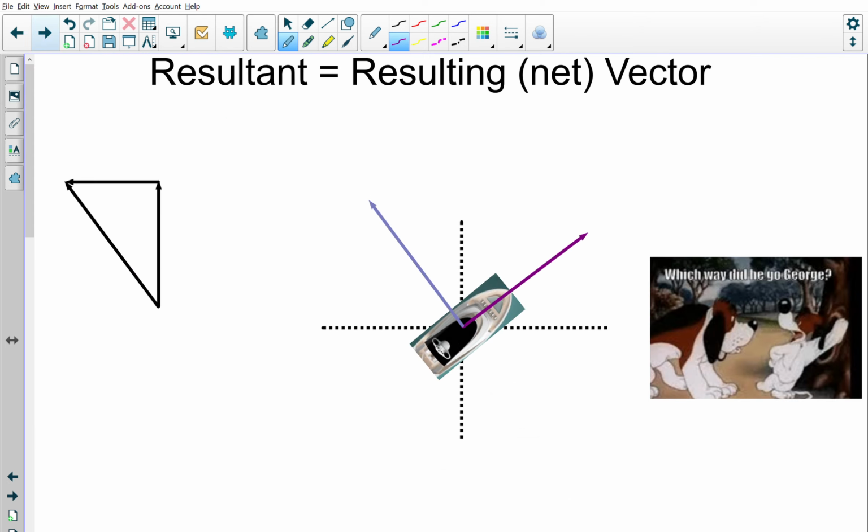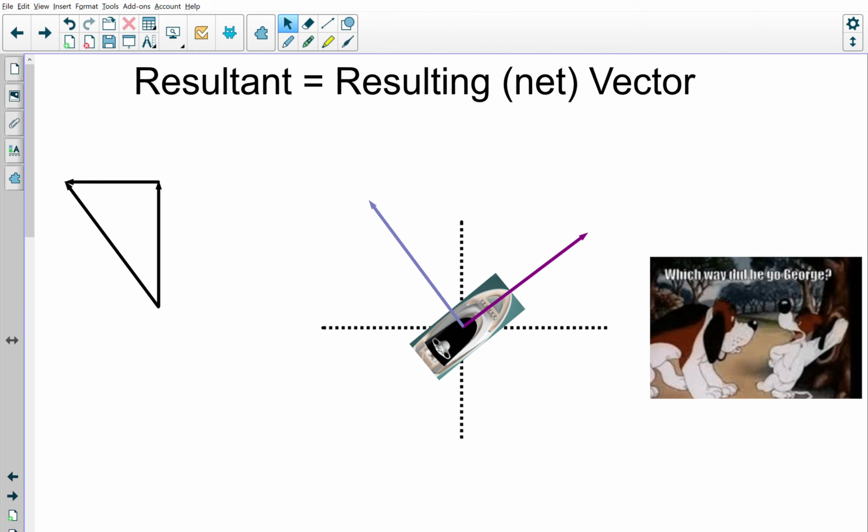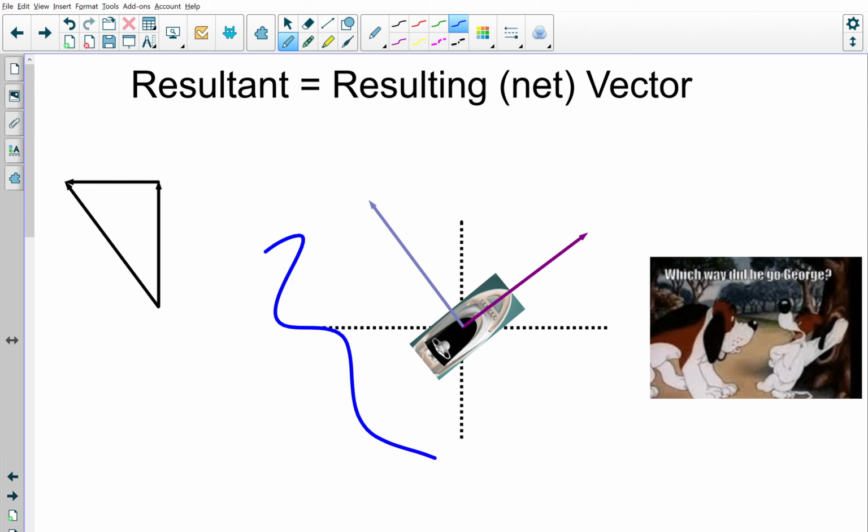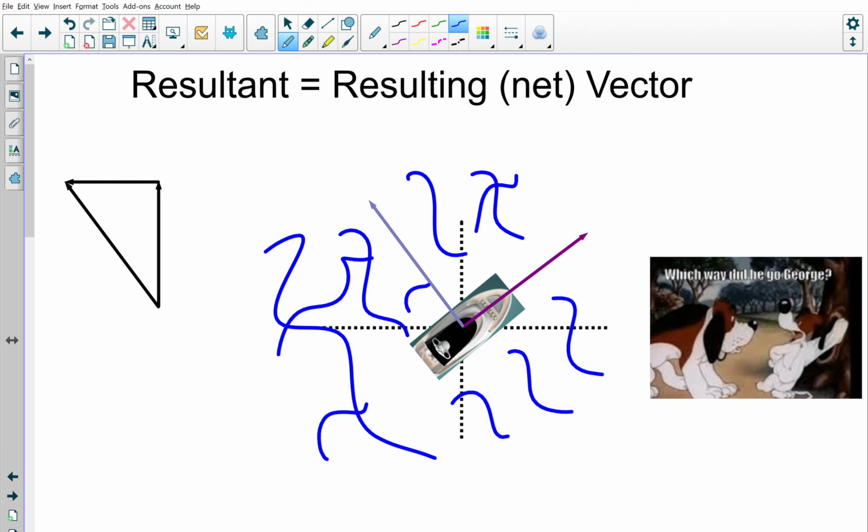All right, let's go. So, big thing in vectors is the resultant. Why do we care about the resultant? Because it's the net effect. It's this cartoon over here. Which way did he go, George? So if you have a boat in a river, let's say, here's your boat. Let's say there's a river over here. Here's the water. Maybe it's an interesting day. Lots of complicated little wave patterns in there.